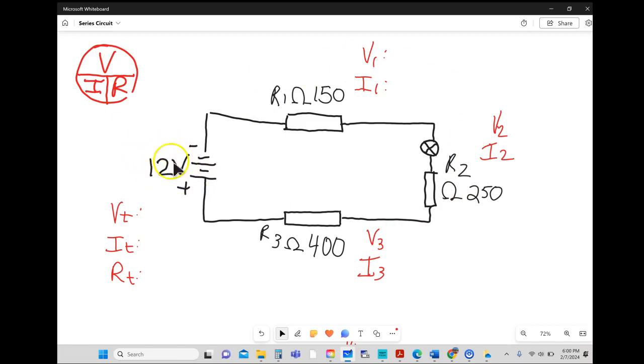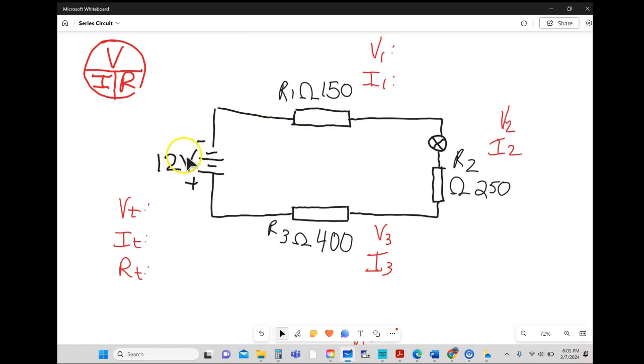We know that we're starting with 12 volts. We have 3 resistors, and they are in series. This is our lamp. These are the icons for a resistor, and this is the icon for the battery right here. So the first thing I can do is punch in this 12 volts, because I know that whatever I start with, that's my total voltage within this circuit. So I'm going to put that in right here, 12. This stands for voltage total. This stands for current total. And this stands for resistance total.